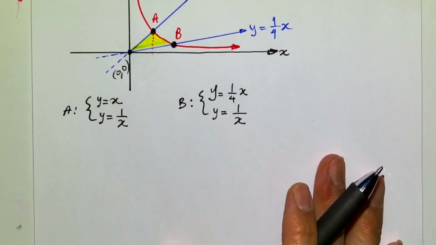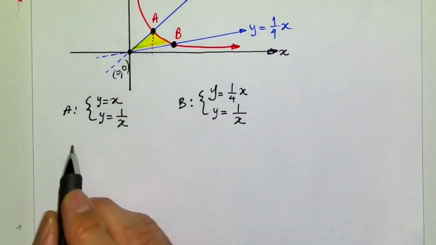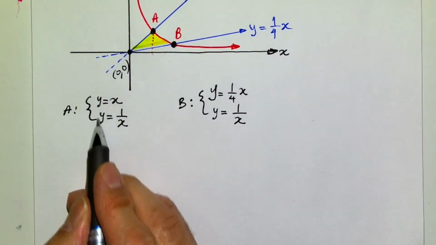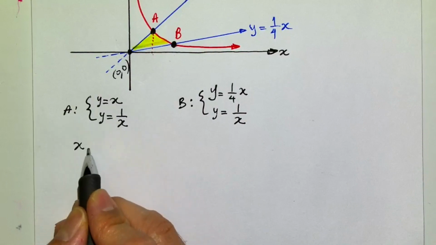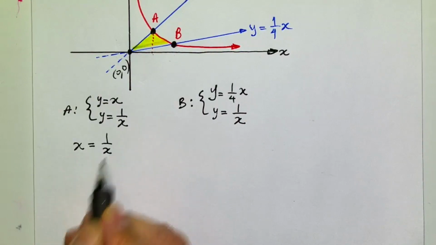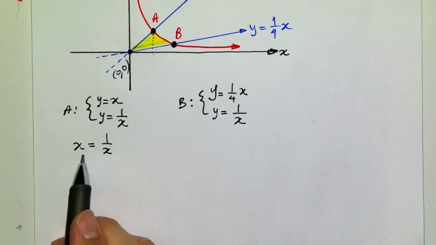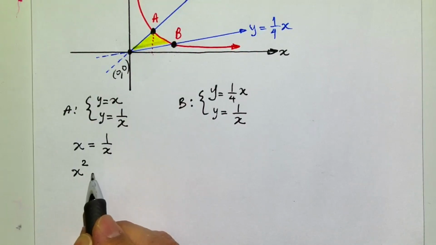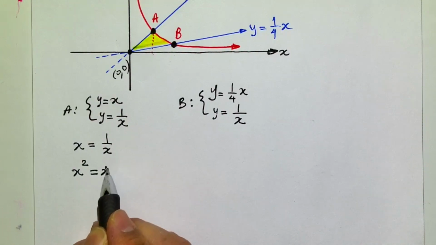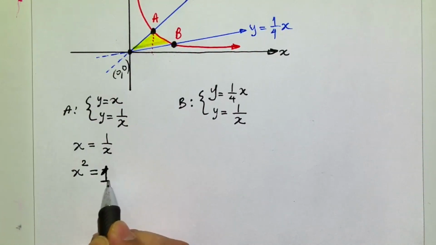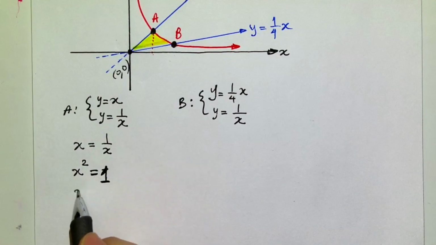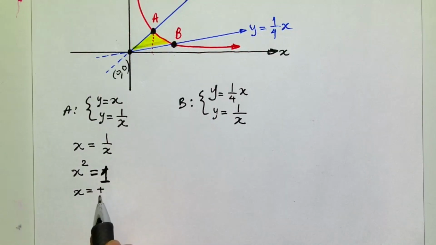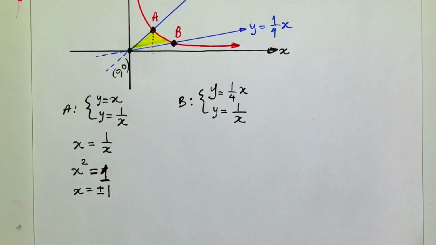Okay, so let's solve for x and y in each system, and that'll give us the coordinates of A and B. Here we'll set the left sides equal, so the right sides must be equal. x equals 1/x. Multiply both sides by x to get rid of this fraction. We end up with x squared equals 1, which of course means x equals plus or minus 1.